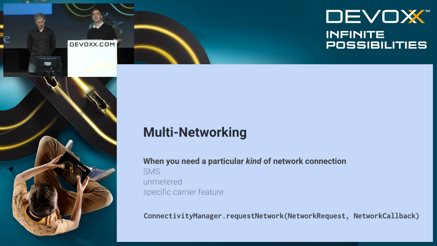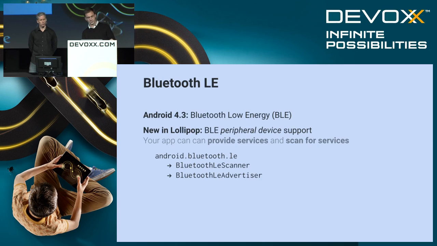It's also an API you can use if you want to do graceful handoffs between networks. So if you're downloading something over Wi-Fi, and the user leaves their home and gets out of range for Wi-Fi, they're going to switch to 3G, then you can get a callback from the connectivity manager, and you can recreate the stream on the new network much more easily than in the past.